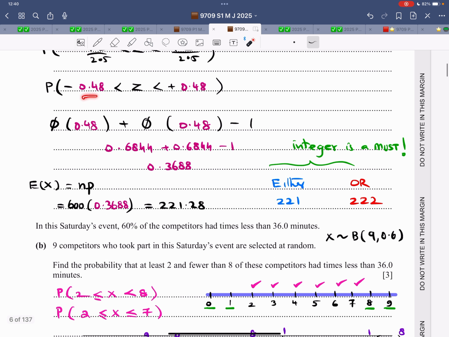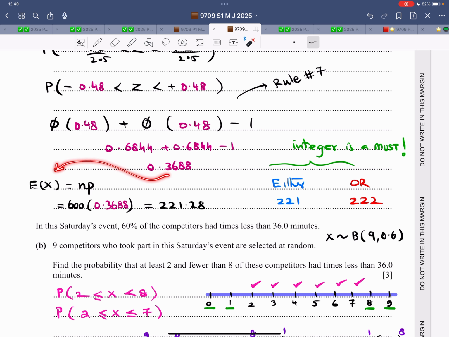Of course, the two z values are the same. This is rule number 7 according to the way I have taught in regular classes. So now this is phi of the first value, phi of the second value. Of course, you're going to discard the negative sign. Subtract 1 and this is the answer.